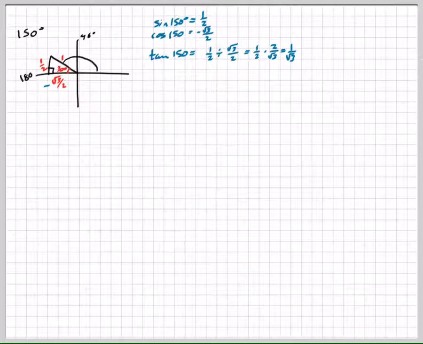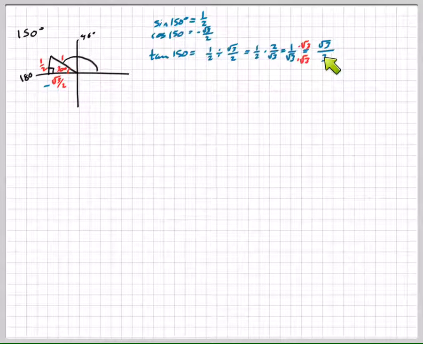Are we supposed to keep that with a radical on the bottom? Not in trigonometry. So we multiply top and bottom by rad 3 over rad 3, and that gives us rad 3 over 3. Now this answer isn't right. Do you guys know why this answer is not correct? I forgot that this rad 3 over 2 is negative. So my answer should be negative. Alright, so now I know that my answer is negative. I got my sine, cosine, tangent.